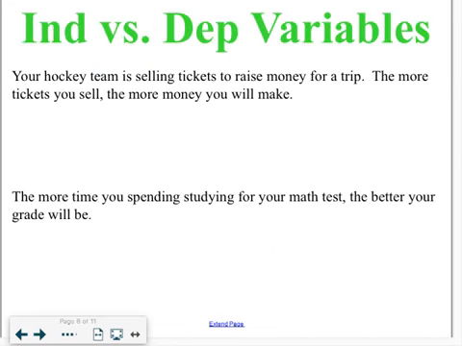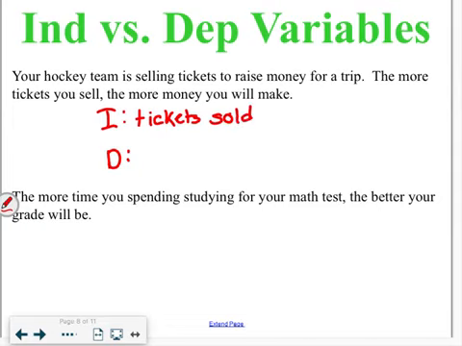So what your book is going to do is give you different scenarios, and you're going to have to pick out what is the cause and what is the effect, or what is the independent and what is the dependent variable. So for example, your hockey team is selling tickets to raise money for a trip. The more tickets you sell, the more money you'll make. So in order to identify, we have our independent that we're looking for and our dependent. The independent value, in this case, is going to be the number of tickets sold.